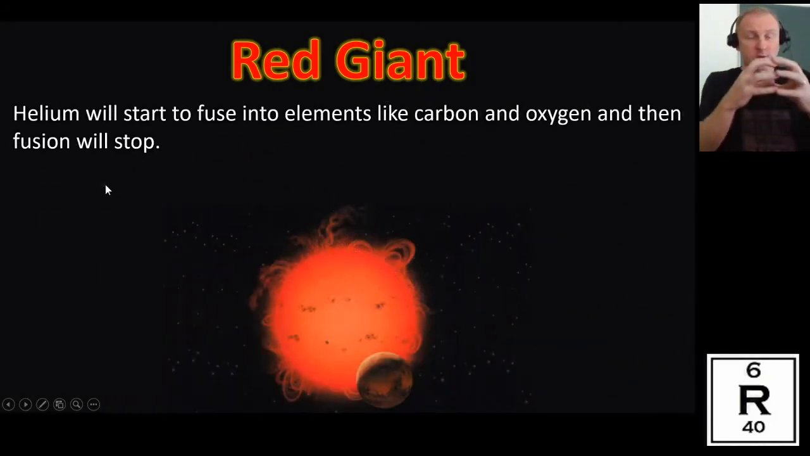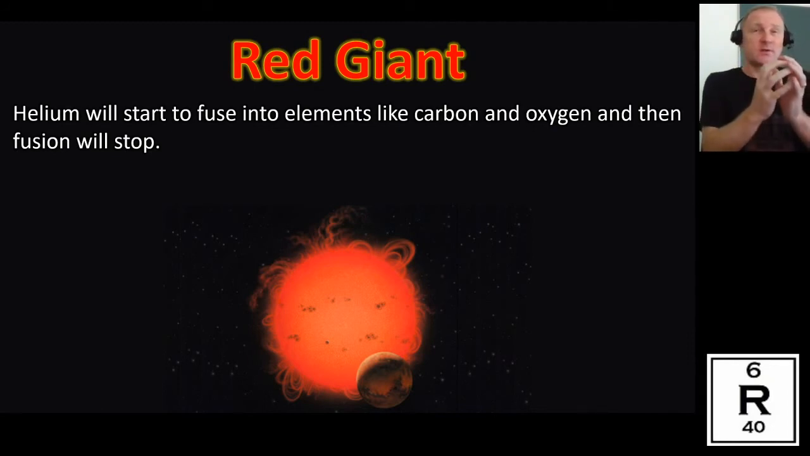Now, at this point, the core crushes in, and now there's even more density, more pressure than there was before because it's in a smaller area, and now the helium will start to fuse. This is a red giant. In main sequence stars, it's producing hydrogen and helium, but in red giants, the helium is now fusing into larger elements as large as carbon and oxygen. This is being fused in the core of a red giant.